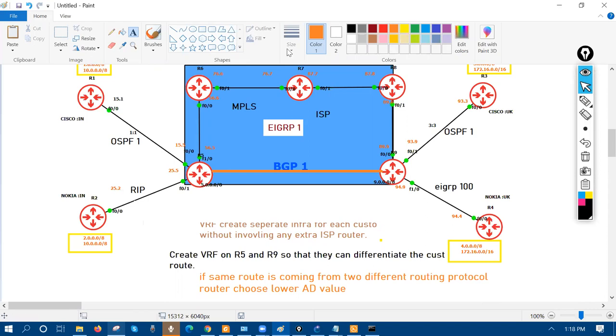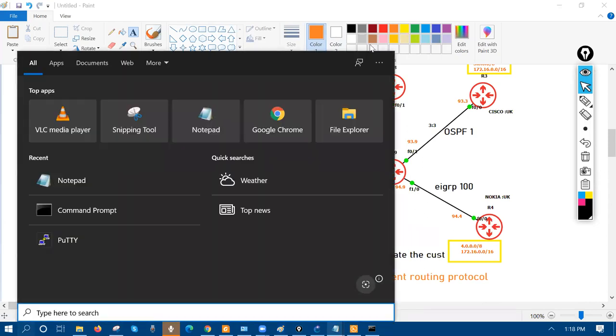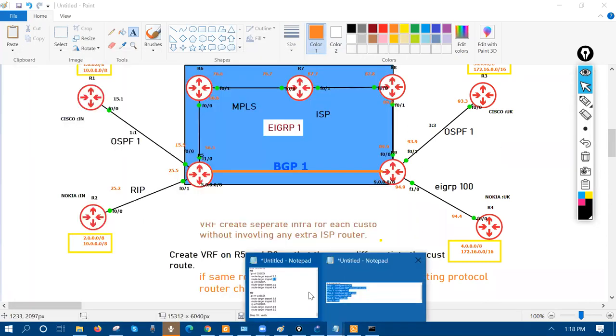Clear? Sir, please share that notepad. Yes, I will share it. Will you share it on WhatsApp or somewhere? I'll share it on WhatsApp. Sir, you didn't share yesterday's book either. Can you please share that as well?